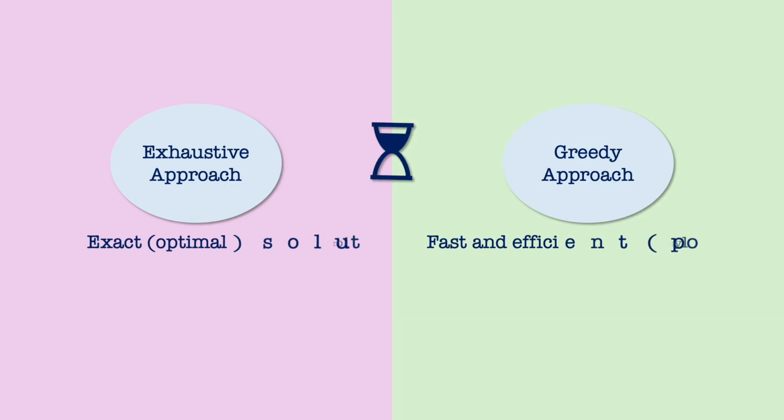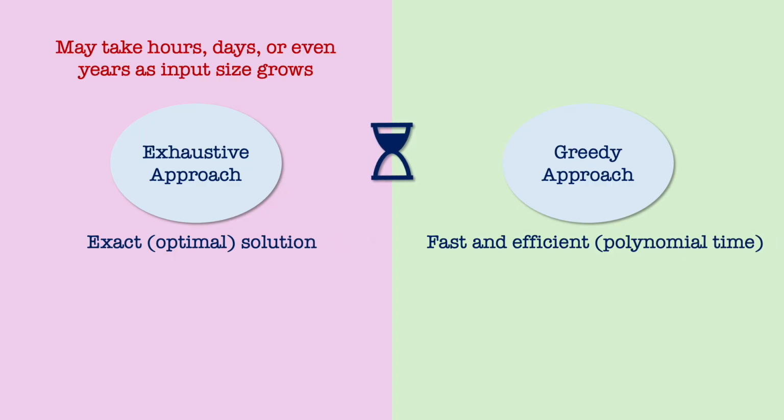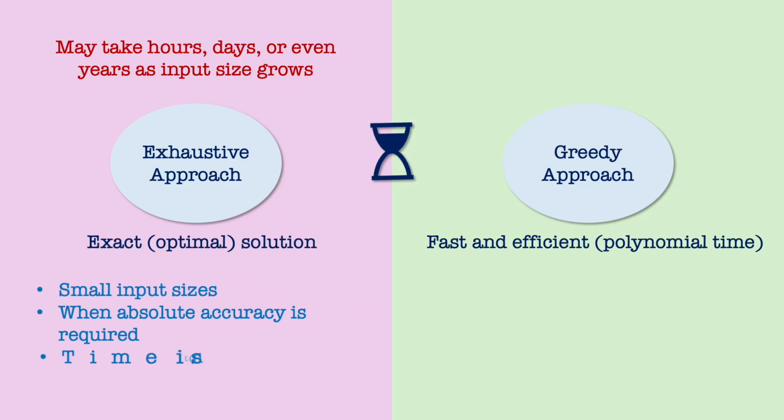The answer lies in time. The exhaustive search method gives the exact or optimal solution. However, it can take hours, days, or even years to finish as the input size grows. For small input sizes, where the computation is manageable, we can safely use the exhaustive approach to get the perfect solution. When absolute accuracy is required and time isn't a concern, the exhaustive search is the right choice.